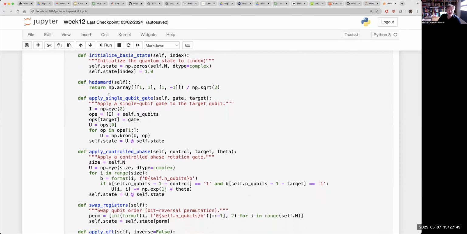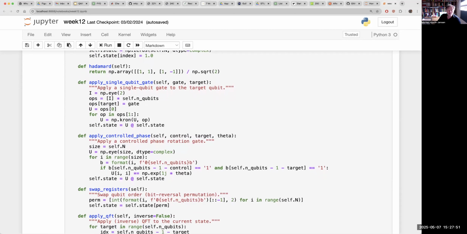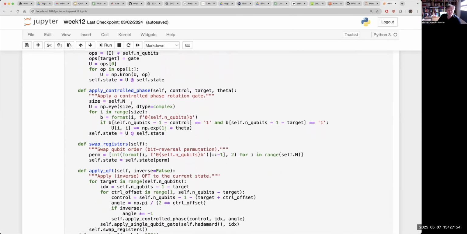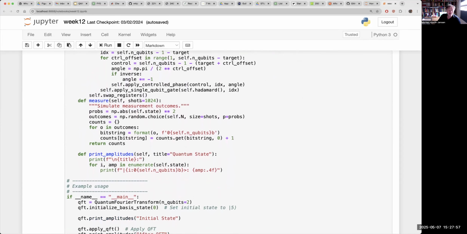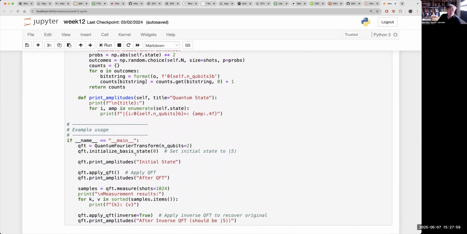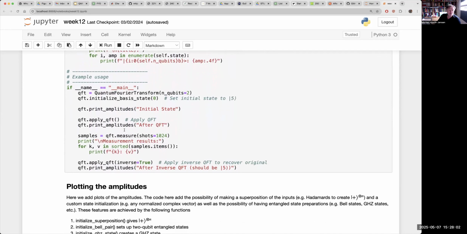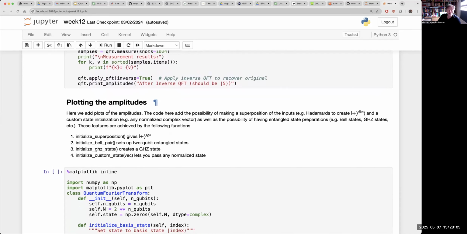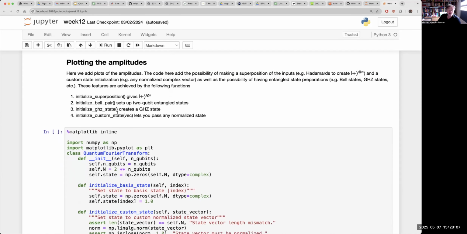It has a Hadamard gate here. It has a simple qubit gate. It has a control phase gate, the swap register, and here we apply, here we measure, and then we print the amplitudes. And this is essentially pretty close to what we had before. You can now plot the amplitudes. The next example here is a case where we plot the amplitudes, and it also allows you to have a superposition of the inputs. So the inputs do not need to be qubits which are not in a superposition or which could even be entangled.